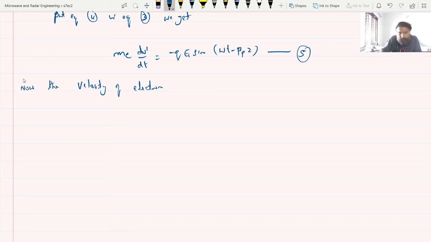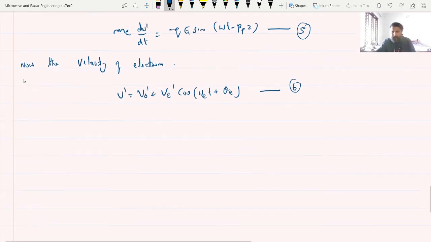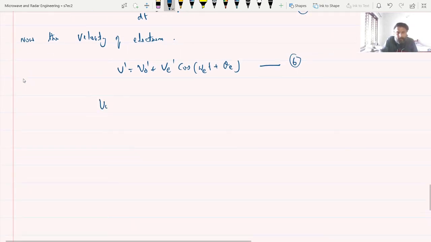Now the velocity of electron is given by v dash, which is nothing but v naught dash plus ve dash cos(omega e t plus theta e). Call this equation number 6. So I can write v naught dash, and I write all the things.